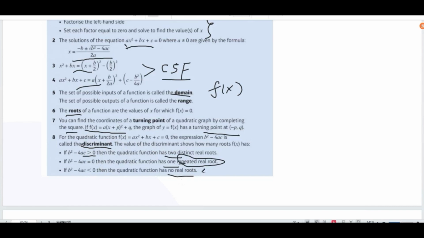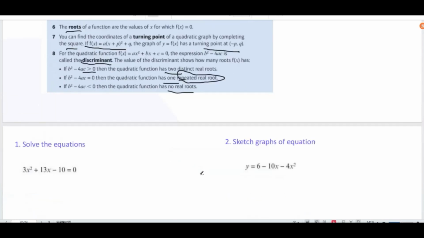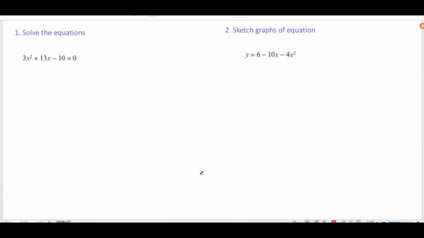Okay, let's quickly summarize what we know about last chapter. And then we have to do some exercises to enhance what we have learned from this whole chapter. You can stop this video and do some exercises by yourself and finally compare what's the difference between what you did. Okay, let's do the first example about solving the equations.